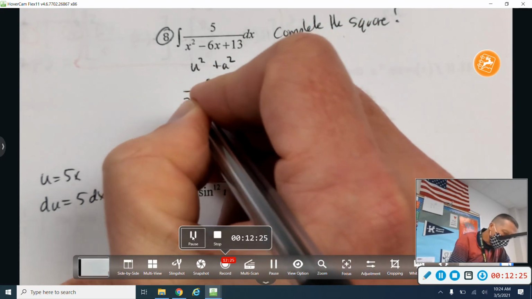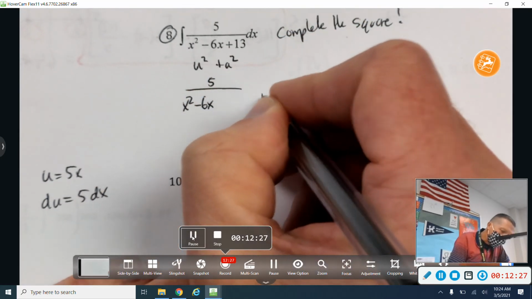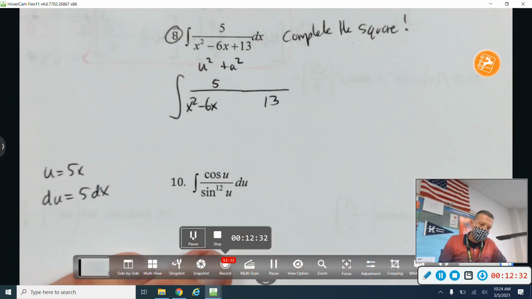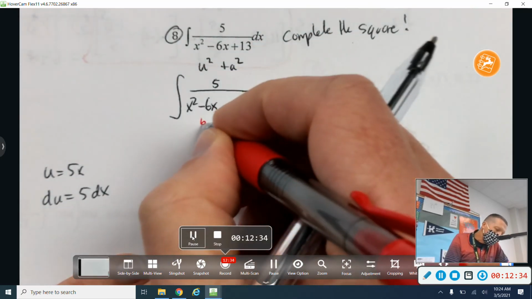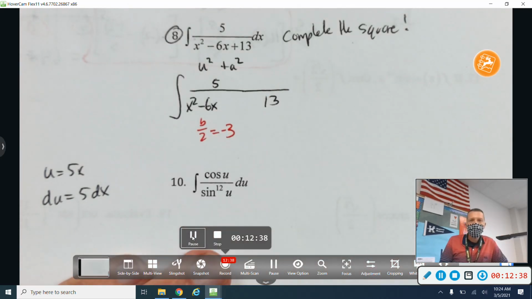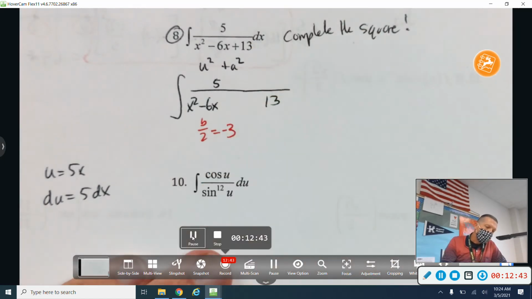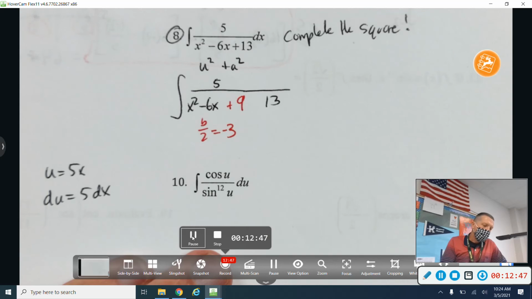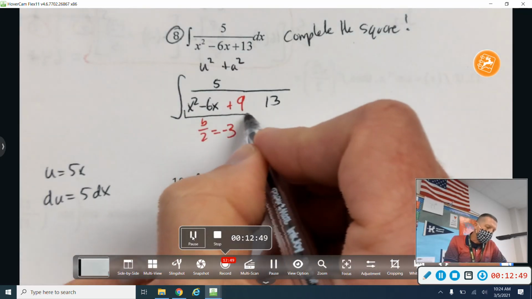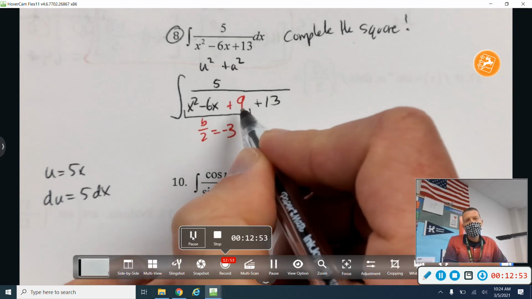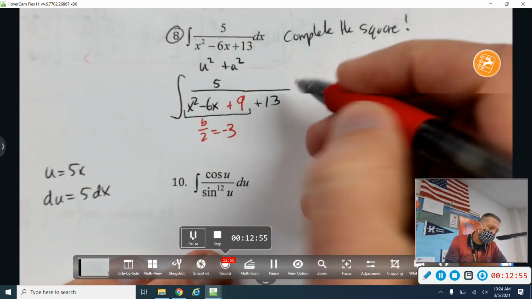So x squared minus 6x. Kind of set the 13 to the side. You can't get rid of it, but you can move it to the side. B over 2 would be negative 3. This is the half it, square it, add it part of complete the square. Half it, square it, we get 9, and so we'll add it and make it plus 9. So now this is a perfect square. But of course I can't just stick a plus 9 in the bottom. That's not legal. I would also need to do a minus 9 in the bottom.